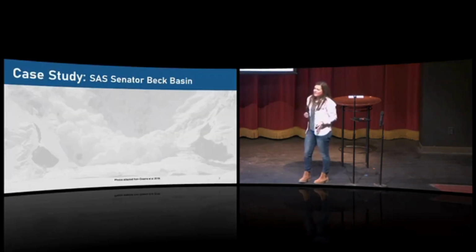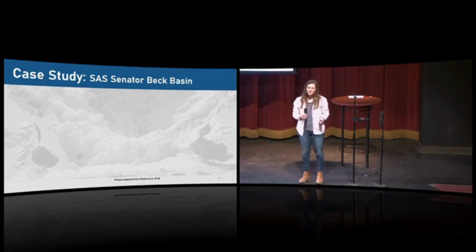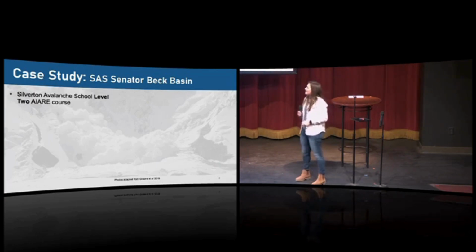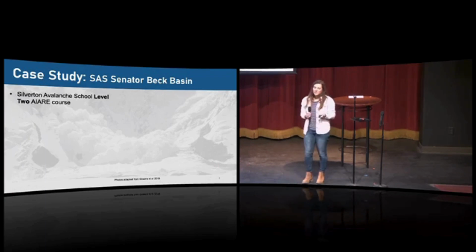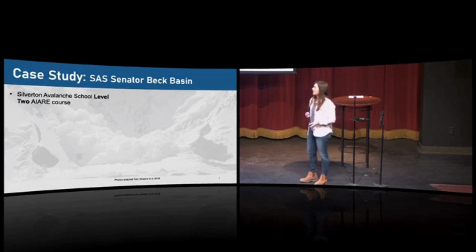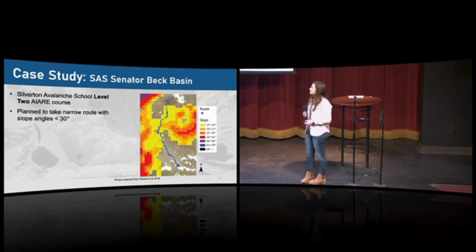So starting with a case study, a lot of you guys probably heard of this one. If you were here last night, you definitely heard of this one. But in 2019, there was a Silverton Avalanche School Level 2 course. So all these people had already taken a Level 1 course. They were experienced backcountry tourers in an avalanche safety class. This was 5 students and 1 instructor, and they were planning out their route for the day.